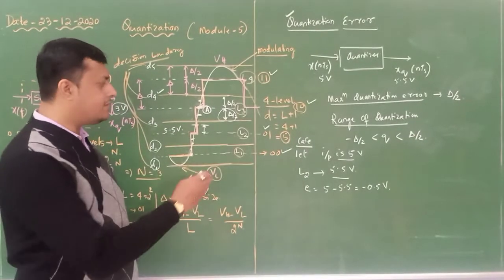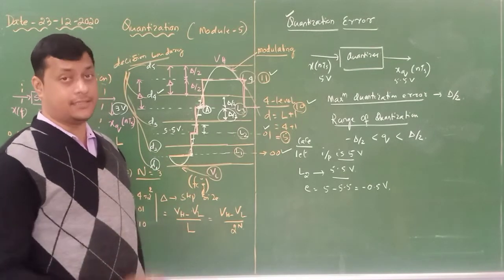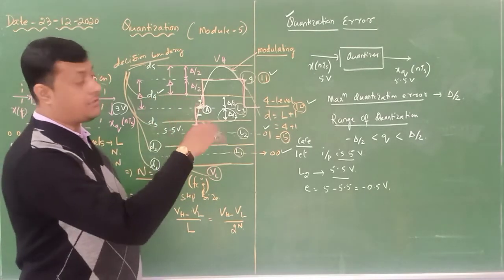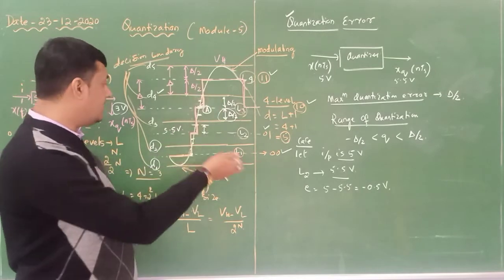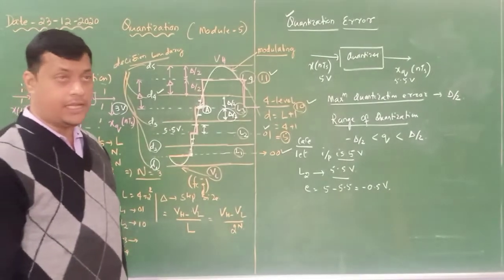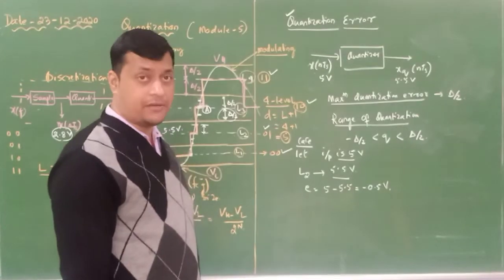Then this is my error. How much error? It is minus 0.5 variation, because my input is 5 volt, but after quantization it is identifying level 2, and level 2 is assigned a potential of 5.5. So 5.5 is the nearest level, so the error is minus 0.5.